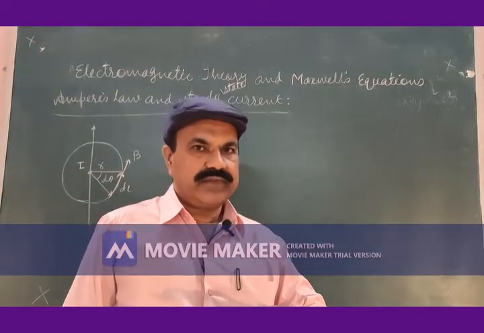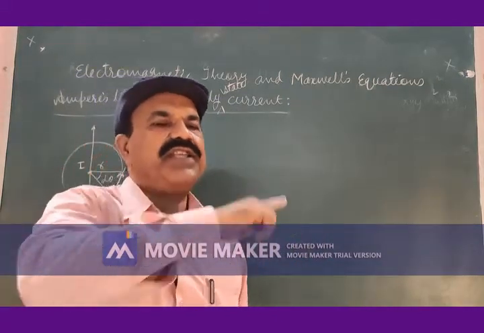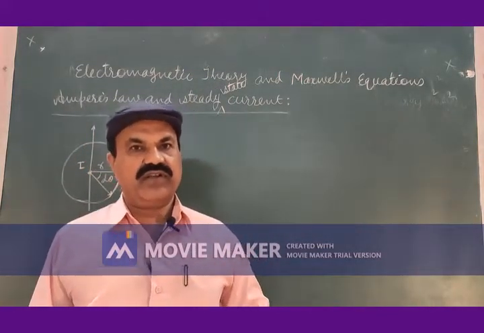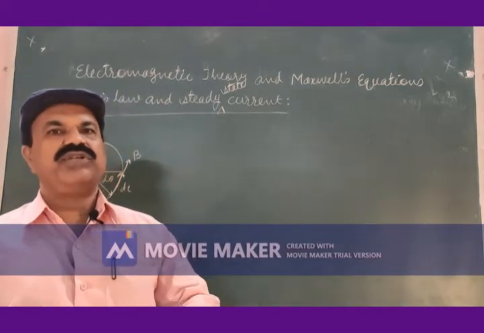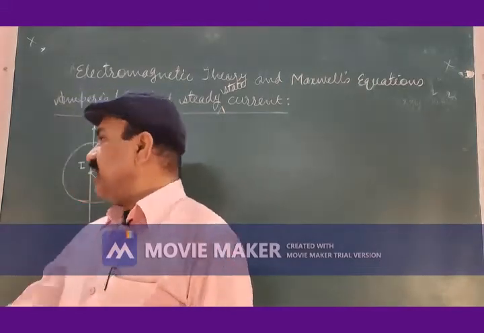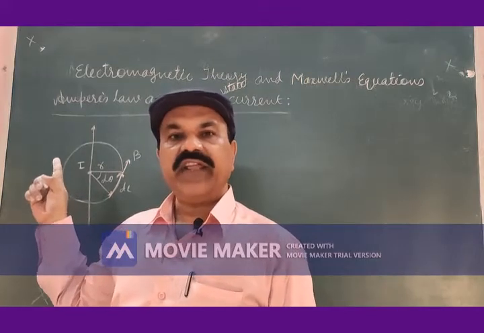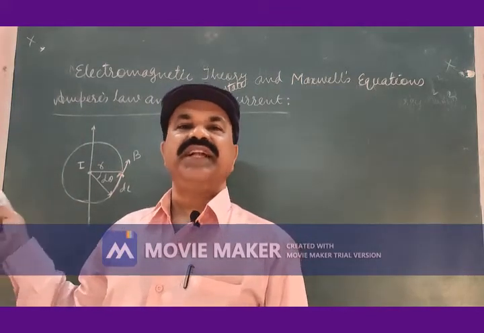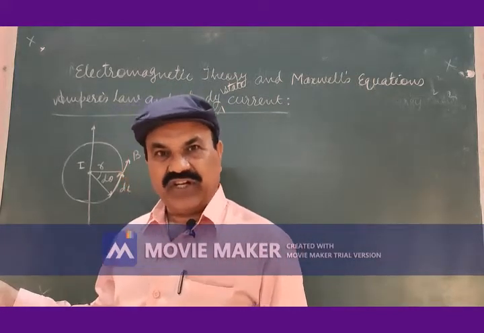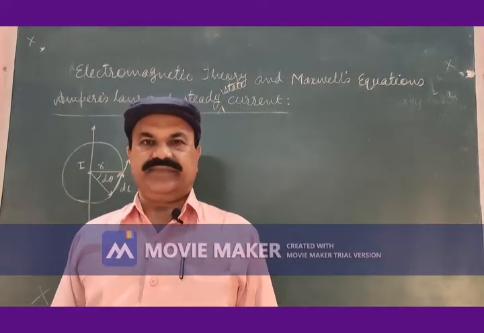Whenever a current is passing through a conductor, a magnetic field is developed around the conductor. This B is the magnetic field induction, or simply magnetic induction, produced by the magnetic field, and this magnetic field is developed by the current passing through the conductor.